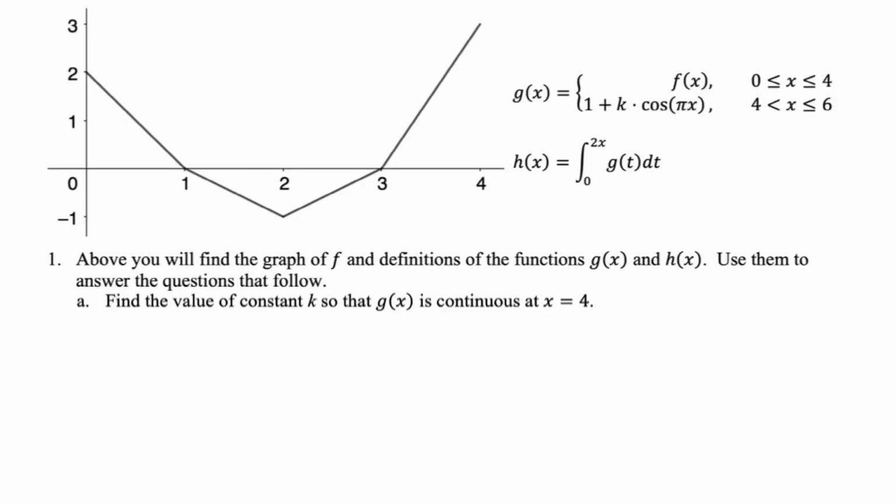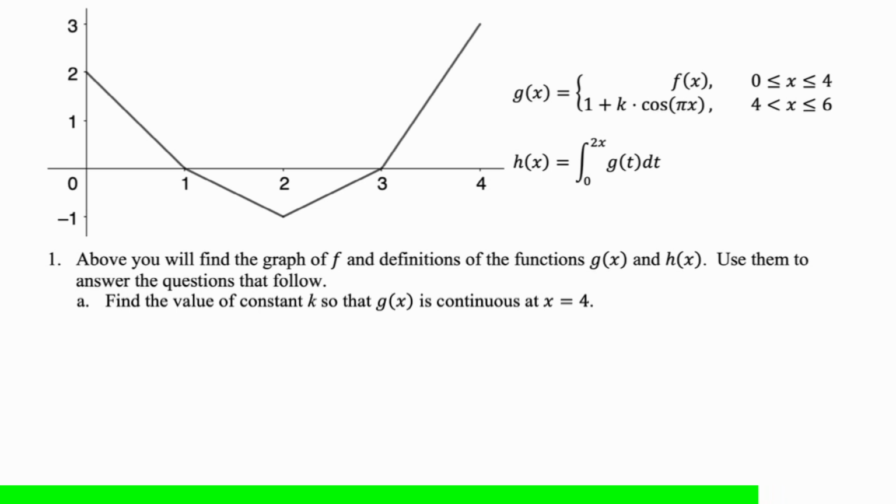Let's take a look. Above you'll find the graph of f and the definitions of the functions g and h. So g is f of x between 0 and 4, and then 1 plus k cosine of pi x from 4 to 6. h of x is going to be the integral from 0 to 2x of g of t dt. All right, so there's a lot of relationships there. We're going to use them to answer the questions.